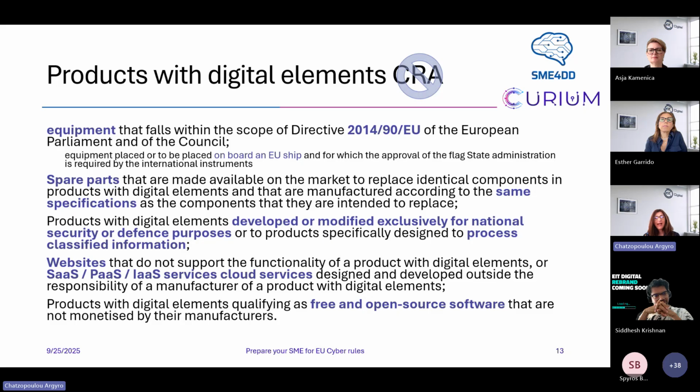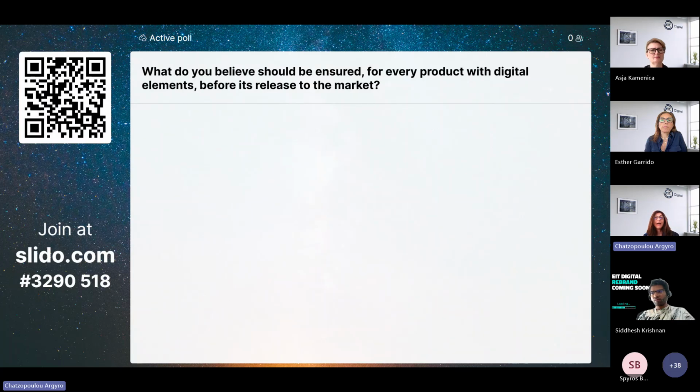But let's say that we have derived that our product is indeed a product with digital elements that falls under the scope of the CRA. Then the next question would be, what are we required to do? So my question is, what do you believe should be ensured for every product with digital elements before it's released to the market? What should you do as manufacturers? What should we have as a guarantee before we place it on the market?